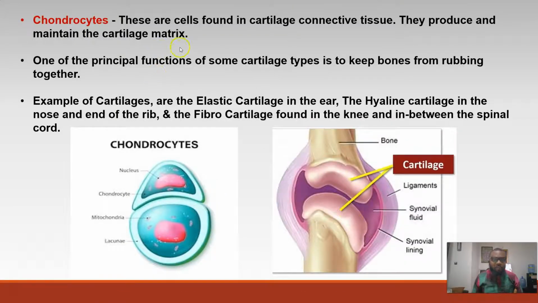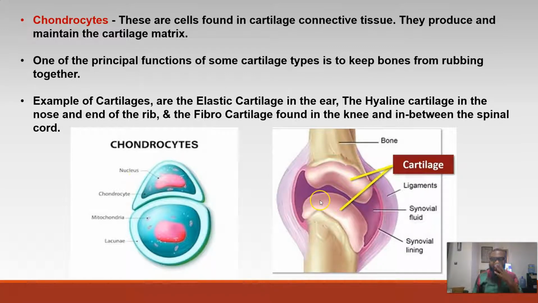And then we have chondrocytes. These are cells found in cartilage and connective tissues. They produce and maintain the cartilage matrix. You can find them in the ear, in the nose, in the end of the rib, between the knee, and the spinal cord. And basically, without them we can't live.